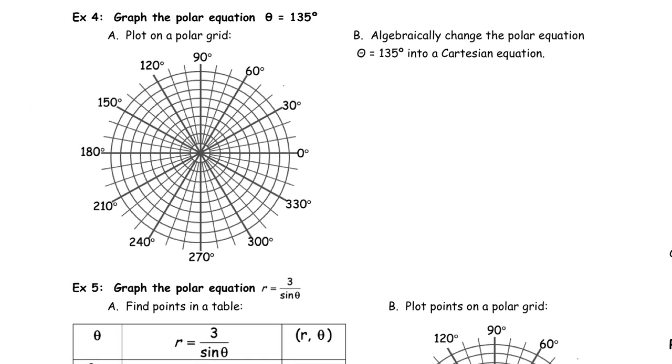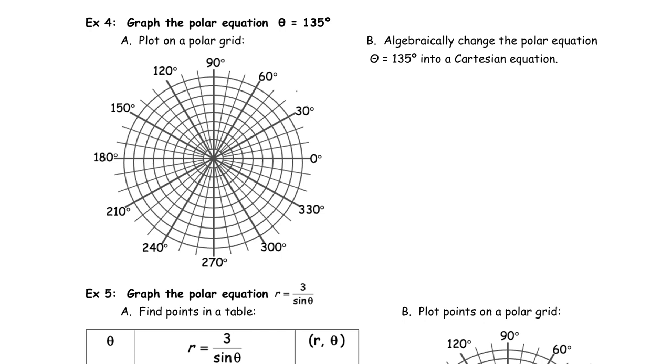Okay, here we go. The next one, theta equals 135. This is like the easiest one of all. It's a line through the pole at that angle.